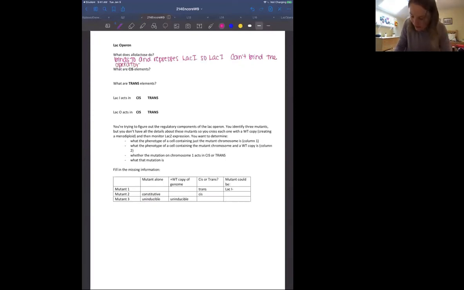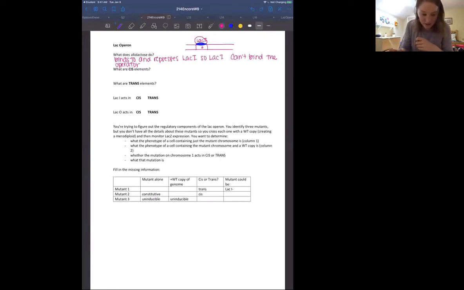So normally we have this operator right here, and lac-I is going to be able to touch down and block transcription of the structural genes, lac-Z, Y, and A. But when allolactose is bound, it prevents lac-I from touching down on that operator. So allolactose is the repressor of the repressor. So allolactose would actually induce transcription of the lac operon genes.